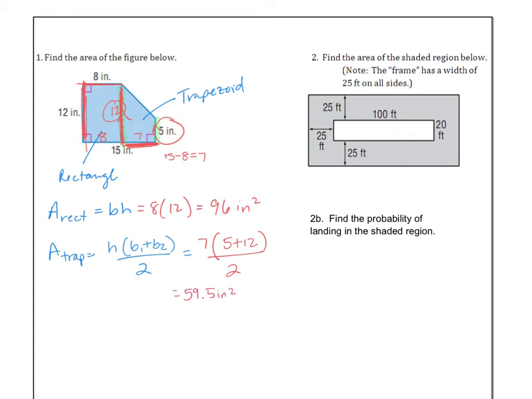And then to get the total area of the whole composite figure, you have to add the rectangle and the trapezoid. So at the end, the total is going to be 96 plus 59.5, which is 155.5 inches squared.